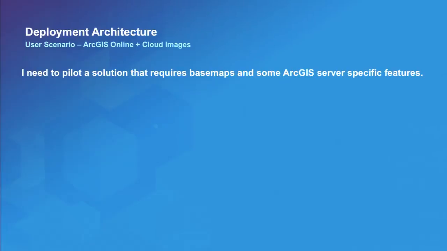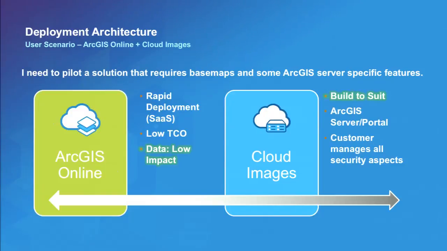Now, in the scenario where somebody might want to pilot a solution that requires base maps and some ArcGIS Server specific features, if you're getting into this pilot concept, you might want to just spin up some Amazon machine images or Microsoft Azure images of our product. That will give you that full capability of Server or Portal as you need it, and be segmented for that pilot. Of course, I say pilot because you are really responsible for managing and maintaining that implementation.